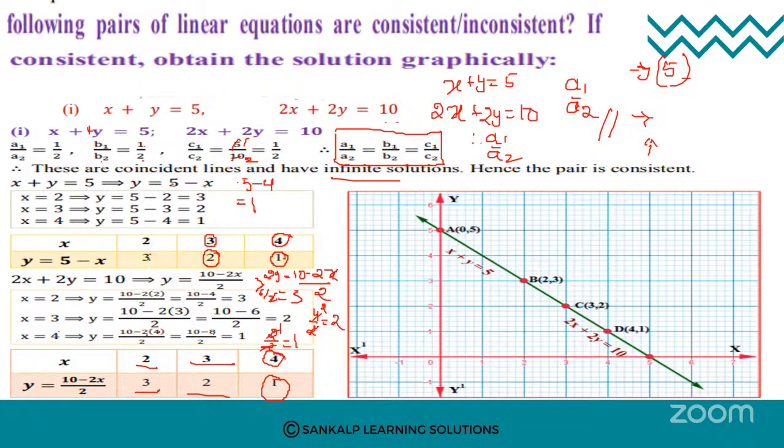See here, x is equal to 2, y is equal to 3. X is equal to 3, y is equal to 2. X is 4, y is 1. That means here we are getting coincident lines.